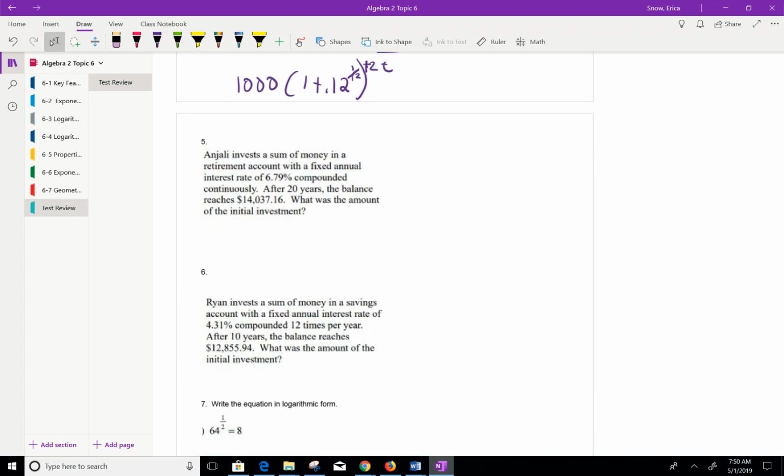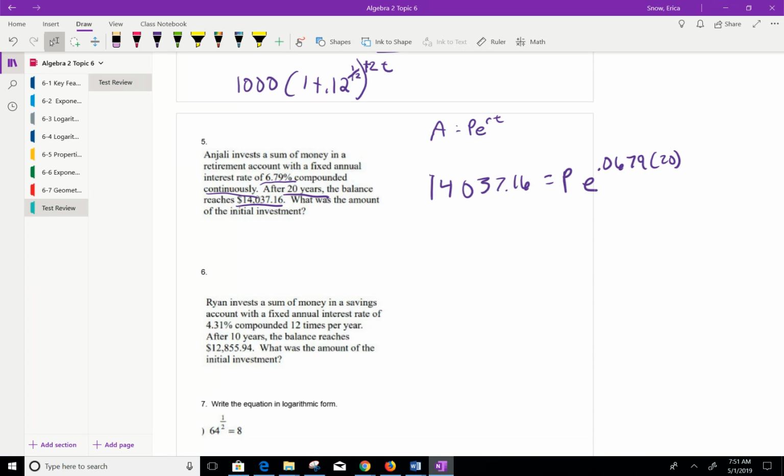Okay, question 5 says Anjali invests a sum of money in a retirement account with a fixed annual interest rate of 6.9% compounded continuously. So with continuous compounding, we're looking at a PERT. After 20 years, the balance reaches this. What's the amount of the initial investment? So we're looking for P in this one. So we've got 14,037.16 equals P, which we don't know, times e to the 0.0679, and then t is 20.